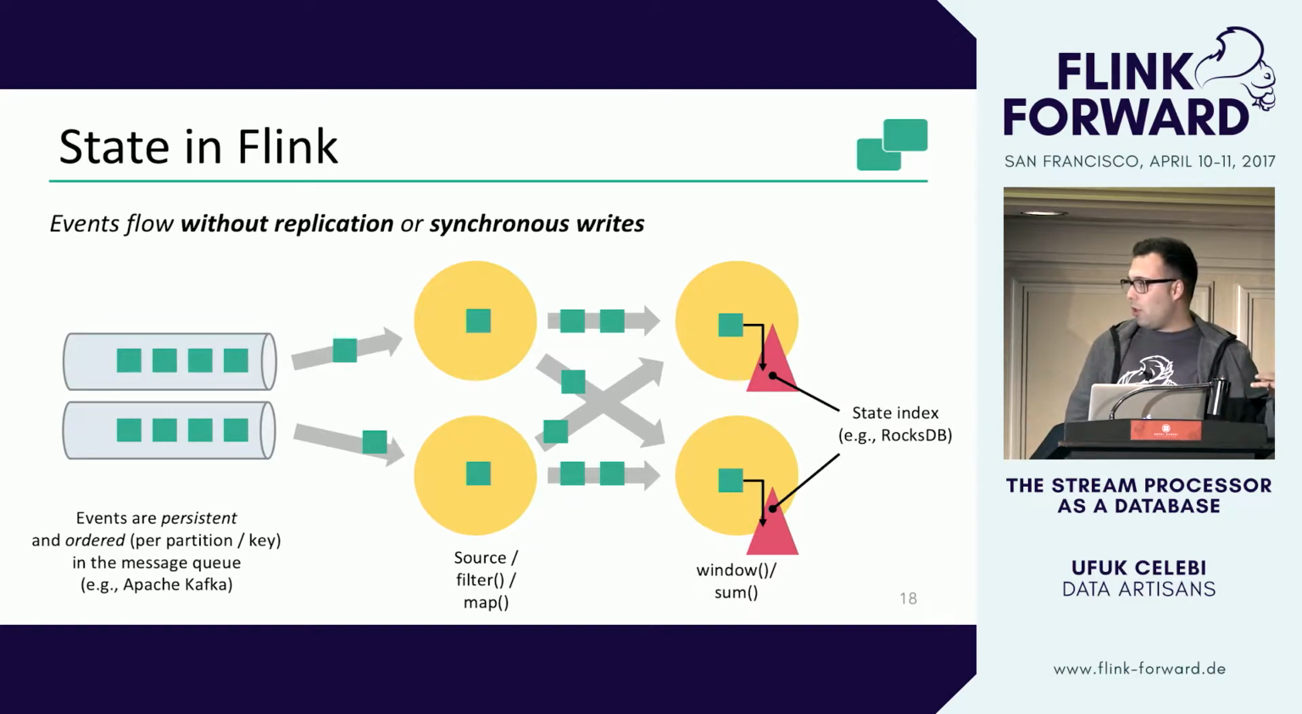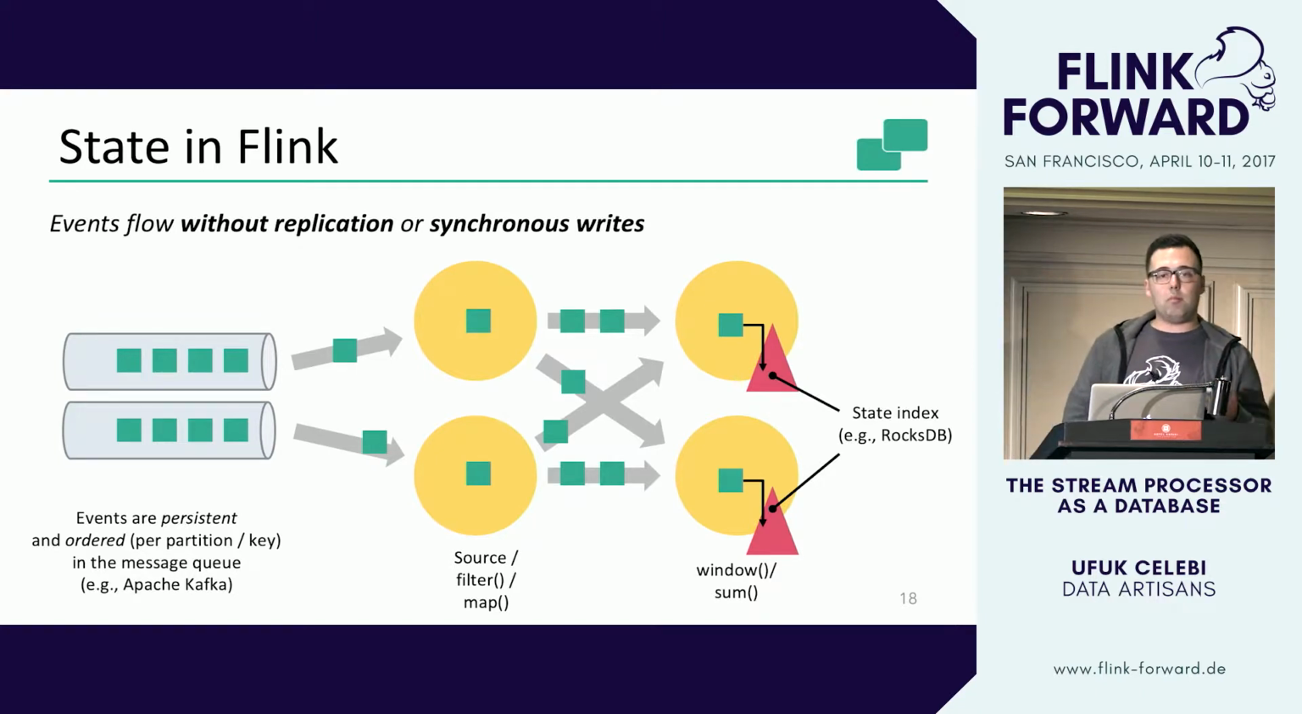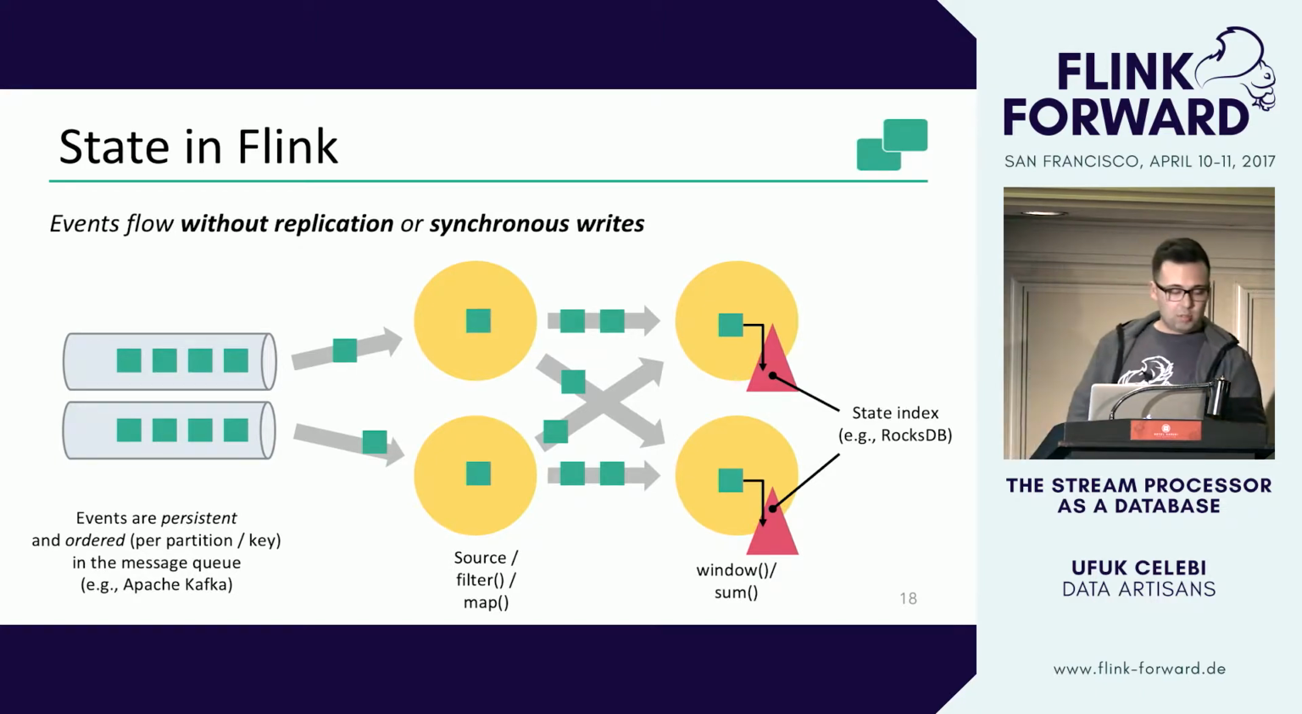Records flow through the topology a record at a time. And if you update your state, for example, here in the window operator, you don't have any replication or synchronous writes. And Flink's checkpointing mechanism will make sure that your pipeline is not stalled when you do this, and you don't have to cross any process boundaries to make this work. So if you already have all of this, the implementation of queryable state actually becomes quite easy.